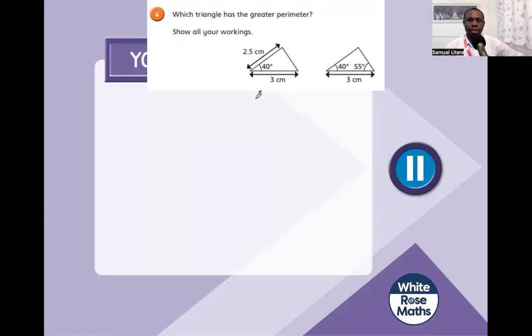Okay? All right, for question 4, you are asked which triangle has the greater perimeter? Now, looking at the triangles, after you've done your construction, you're going to have to measure the sides to see which one has the greatest perimeter.